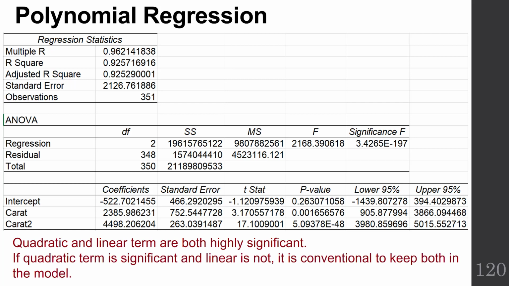And I want you to remember that if your quadratic term is significant and your linear term is not, it is conventional to keep both of them in the model. So just like in ANOVA, if you had an interaction that was significant and a main effect that wasn't, we recommended that you keep your main effect in the model. We're going to do the same thing here. If higher order terms are significant, then the lower order terms should be kept in the model even if they show a significant p-value or not.